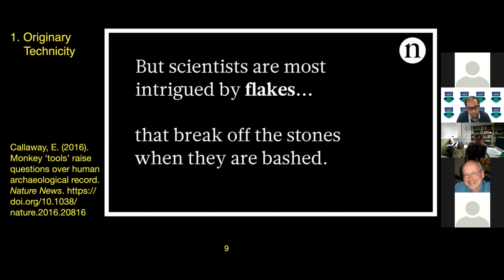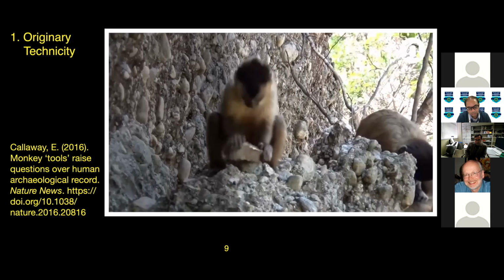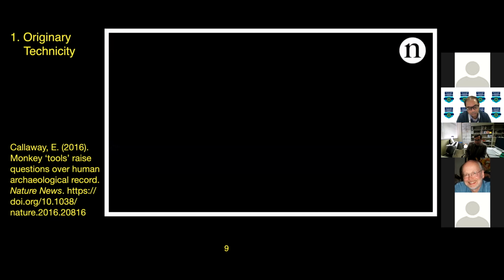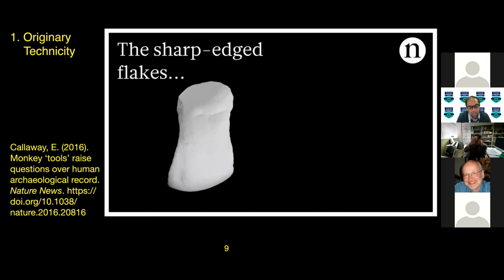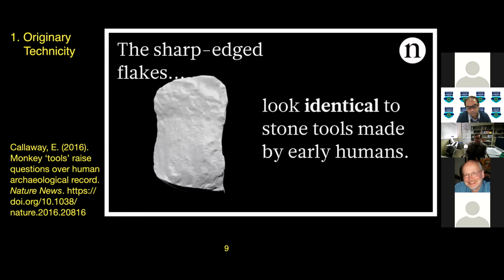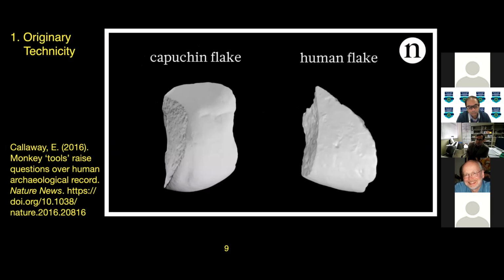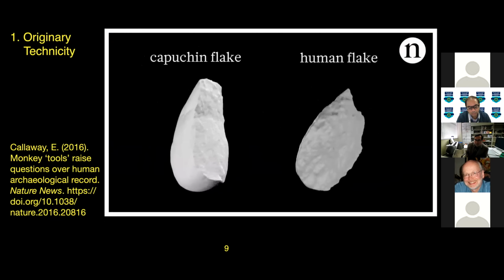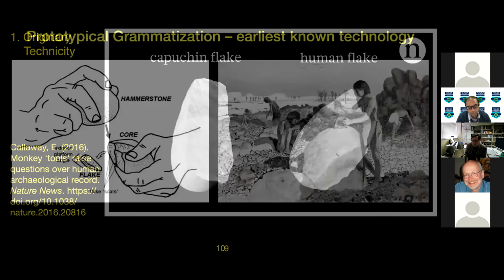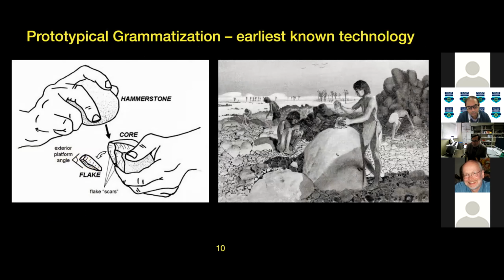For example, in this video, you see capuchin monkeys breaking rocks. Scientists in Brazil report that flakes of rock made by monkeys are identical to stone tools made by early humans. Making stone tools was the original human technical activity.